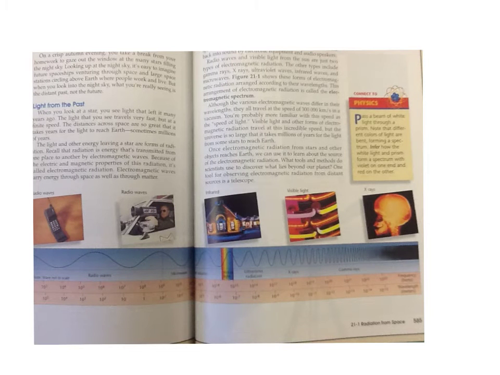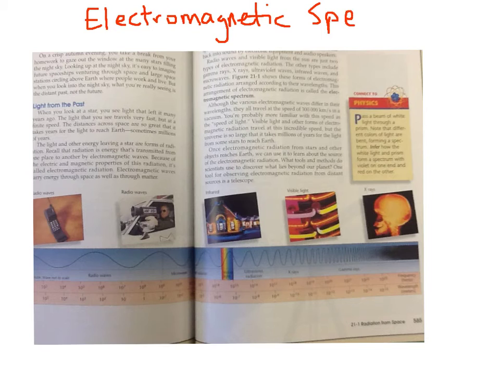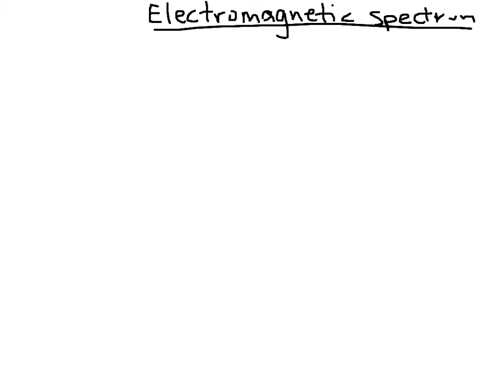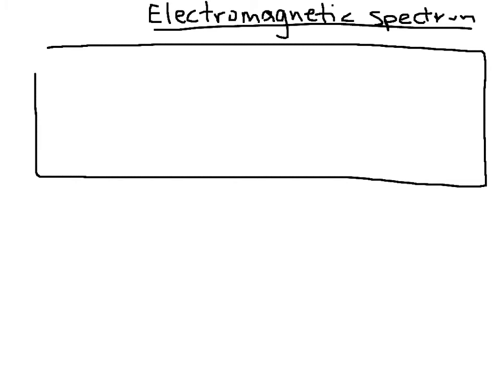We are going to talk about the electromagnetic spectrum, which is in your book on page 585. So I'm going to do the best I can to kind of represent that diagram in our notes here. I'm going to draw a little square, and we're going to make a kind of a simple version of that electromagnetic spectrum. So I'm going to draw as best I can, kind of represent the whole thing there.